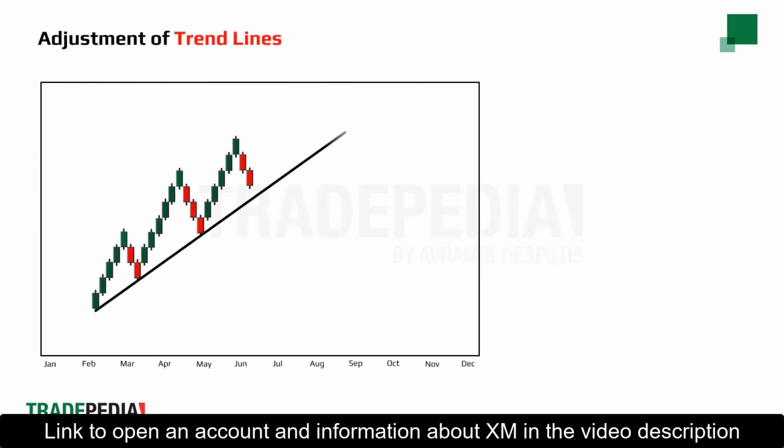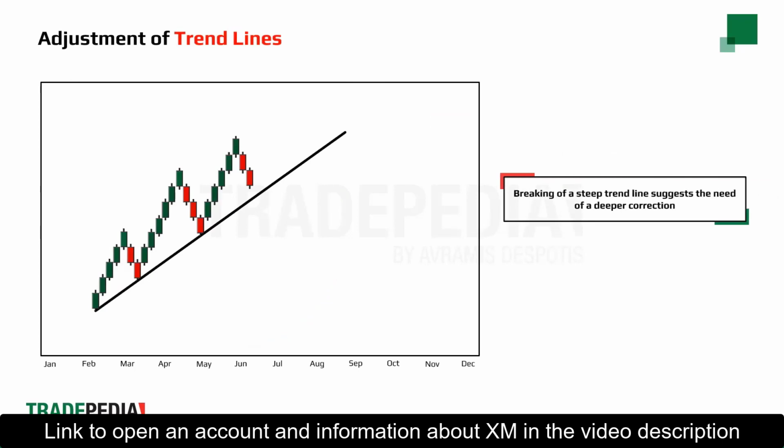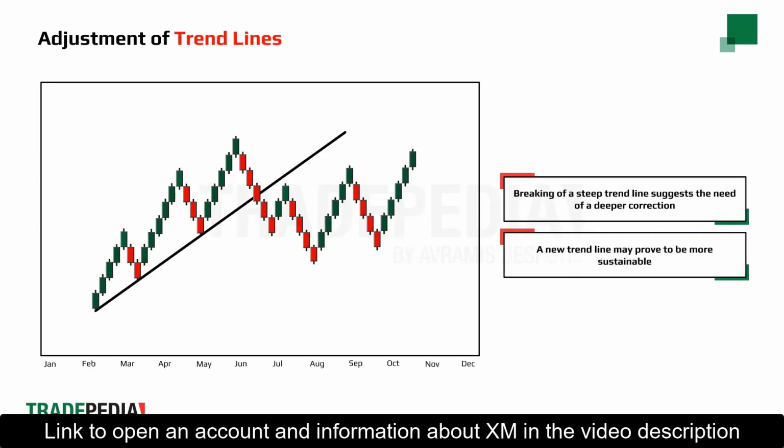Trend lines can and should be adjusted when needed. Breaking of a steep trend line suggests the need of a deeper price correction. A new, slower trend line may prove to be more sustainable.